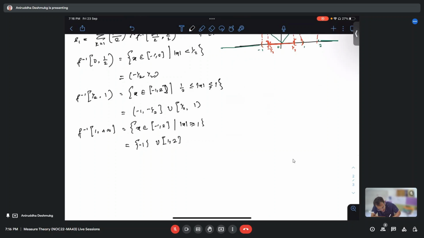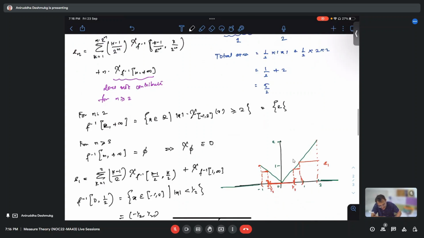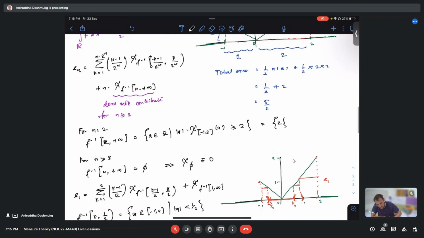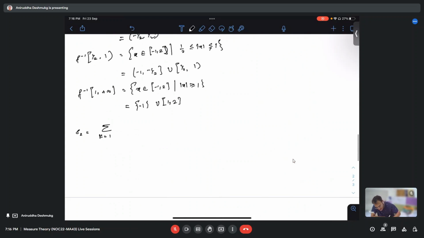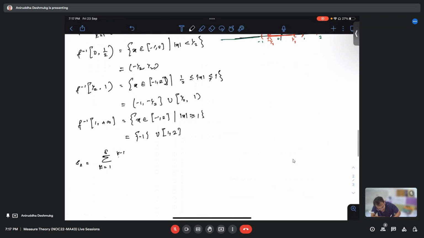Similarly, we can write S2. It is easy to see. It will be the sum from 1 to, now n is equal to 2 here, so it is 2 times 2 square, which is 8, of (k minus 1) by 2 to the power n times chi of f inverse of [(k minus 1) by 2 to the power n, k by 2 to the power n) plus n times chi of f inverse of [n, plus infinity).